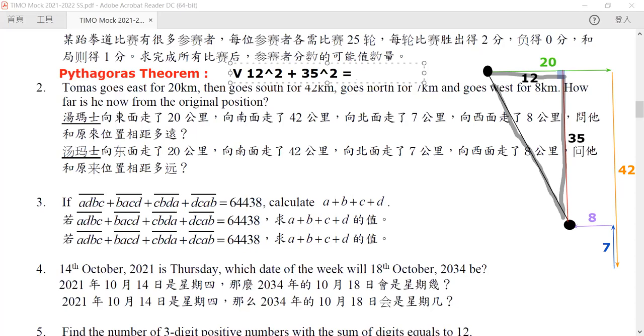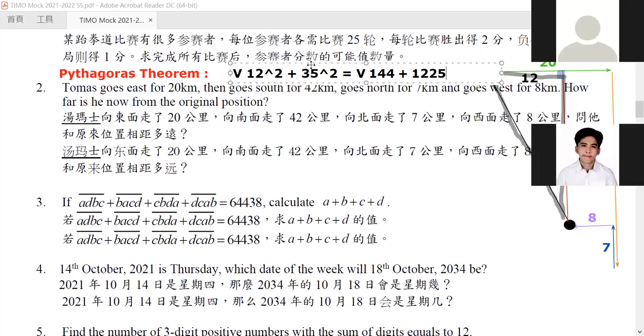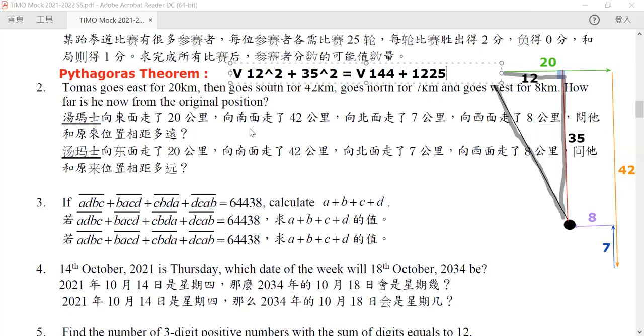So for our first number, it would be equal to 144. And the second number, because it is the square of 35, the square of 35 is equal to 1225. Yes, you're correct. So what is the sum of these two values?